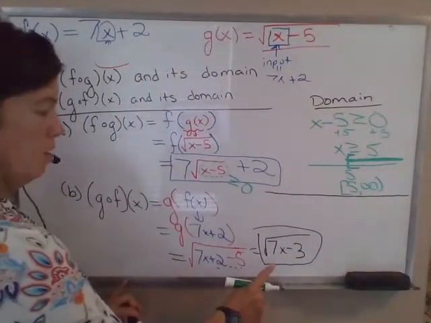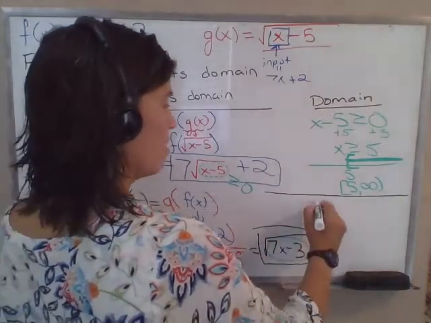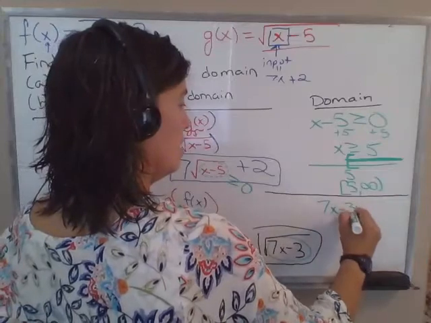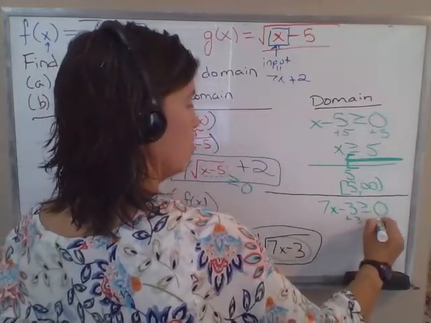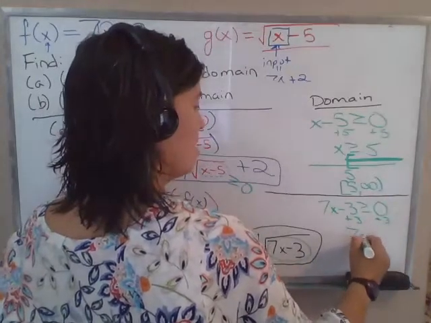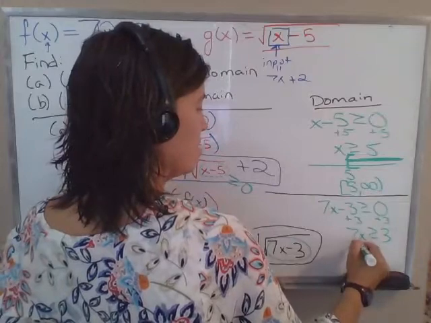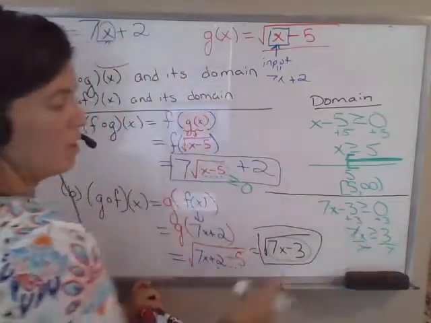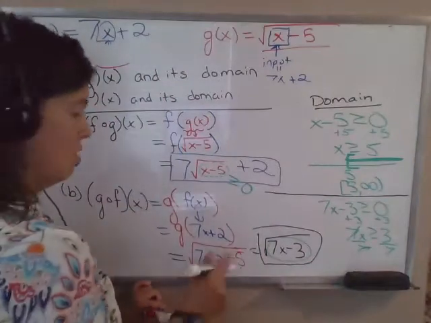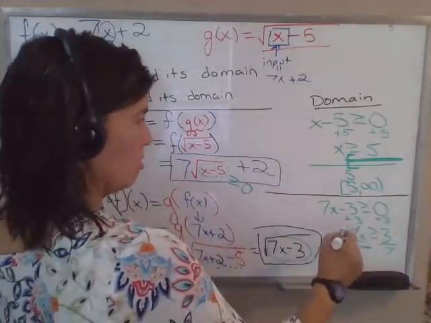So same concept here. In part B, we would need to guarantee that what's under the radical, in this case 7x minus 3, is greater than or equal to 0. So if I add 3 to both sides, that means that 7x needs to be greater than or equal to 3. And if I divide by 7 on both sides, that means that x needs to be greater than or equal to 3/7.